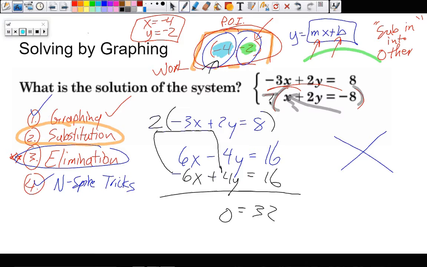Yes. If the statement is true, and it doesn't have to be 0 equals 0. It could be 5 equals 5. It's true. But if it's 3 equals 5, you know what I mean? Something that's not true, then it's going to be no solutions. Are we good? You'll see some of that today.